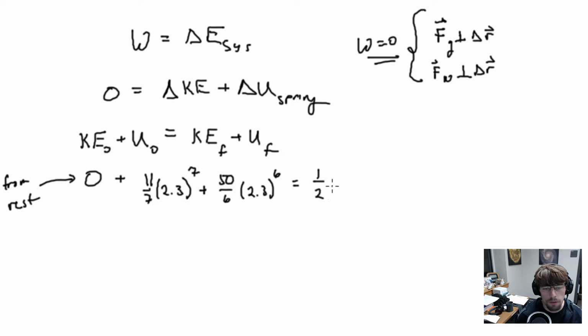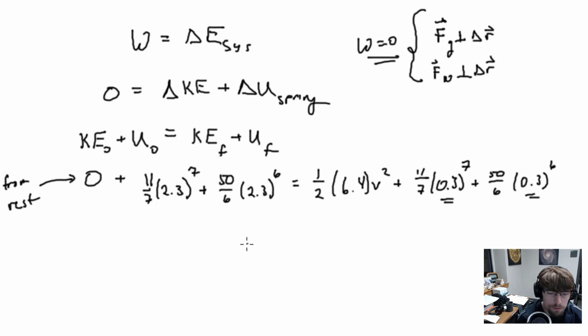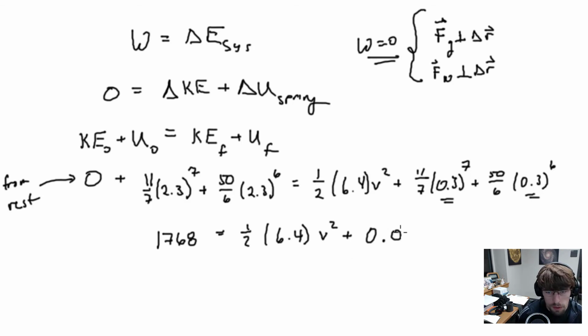This whole thing would have to be equal to 1/2 mv squared. So we got 6.4, pretty heavy box, squared, plus, and then we have this rigmarole all over again, 11 sevenths times 0.3 to the 7th, plus 50 sixths times 0.3 to the 6th. Of course, these numbers are so stinking small, it's essentially 0. Okay, so go ahead, plug it in your calculator. So we run it. And I got something like 1768 equals 1/2 times 6.4 v squared plus, and like I said, this number is essentially 0. I got 0.0064. So compared to 1768, this is like nothing.